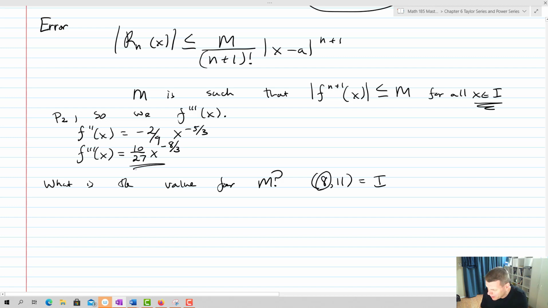Because this function is decreasing. Its derivative is negative, so it just keeps getting smaller and smaller as we increase x. So M is necessarily going to be, we're going to let M equal 10 over 27 times 8 to the negative 8/3, because that is the largest value in absolute value.